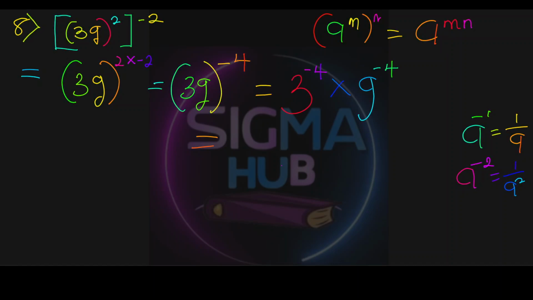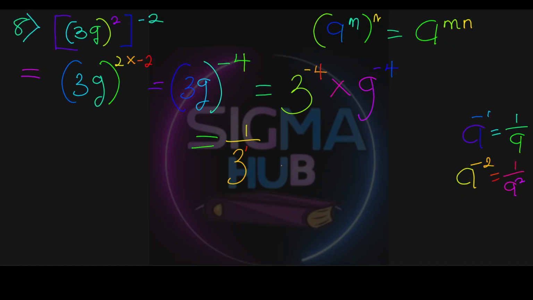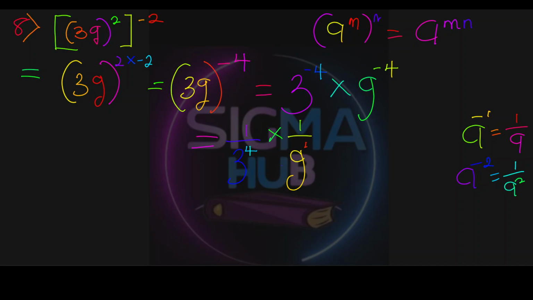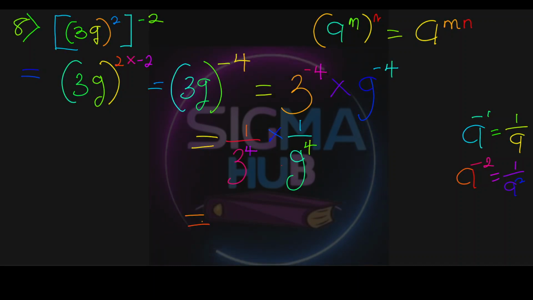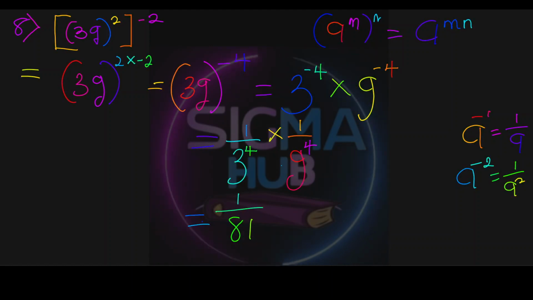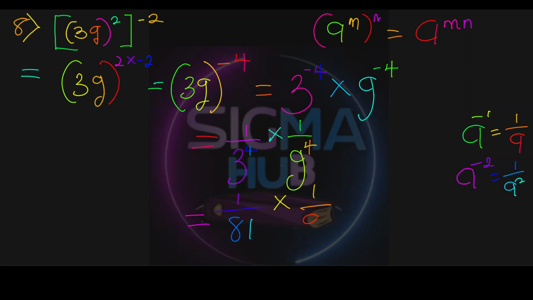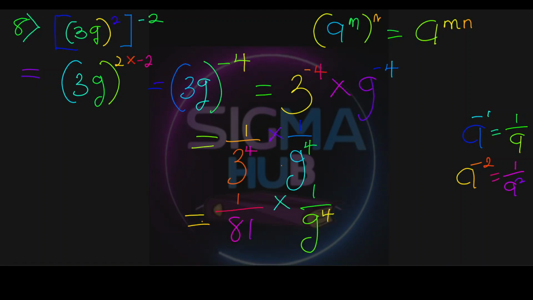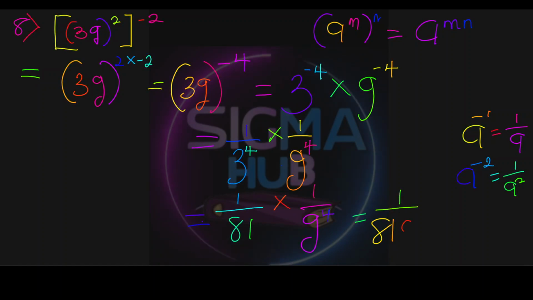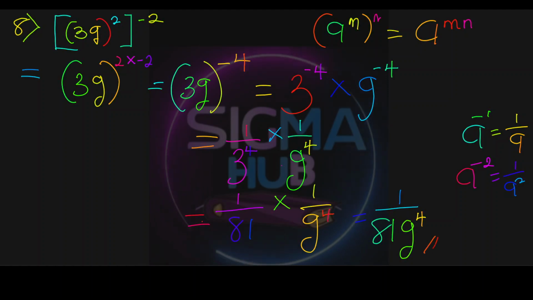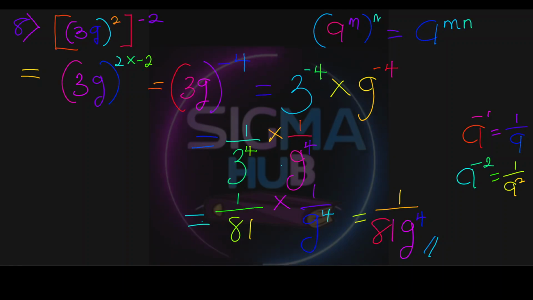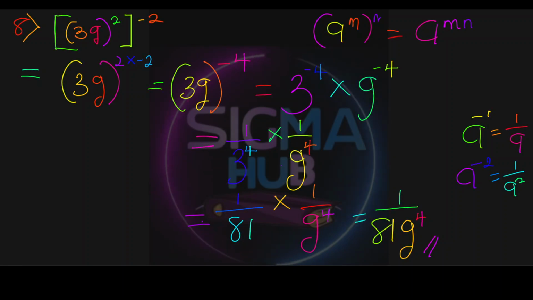Which is going to be equal to 1 over 3 raised to the power of 4 multiplied by 1 over g raised to the power of 4. And the final answer is 1 over 81, because 3 raised to the power of 4 is 81, multiplied by 1 over g raised to the power of 4. Then bringing both of them together, the final answer is 1 over 81 g raised to the power of 4. Or you can get your answer even from the onset, but simplifying further, this is your answer.